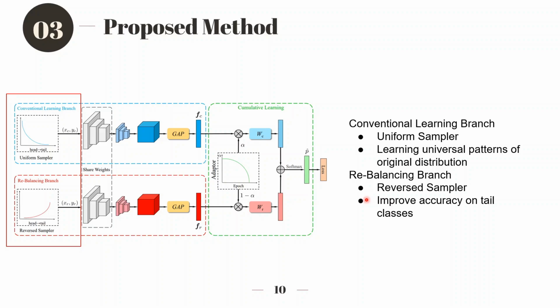First is the input of this architecture. The conventional learning branch is a uniform sampler, which will sample data according to the number of samples in each class. And the primary purpose of this branch is to learn the universal patterns of the original distribution. The other branch, called the rebalancing branch, which has a reverse data sampler, mainly deals with tail classes. And this branch improves the accuracy of tail classes.